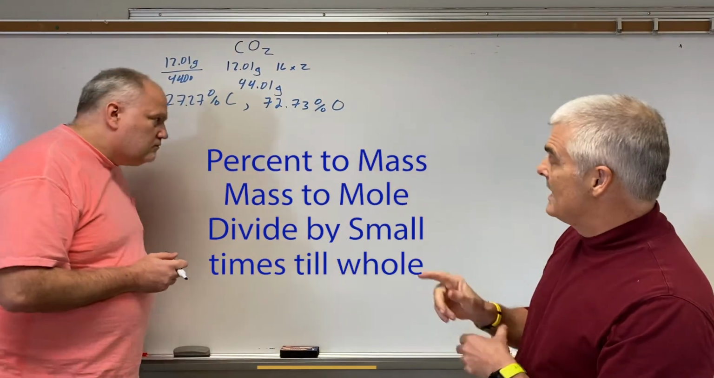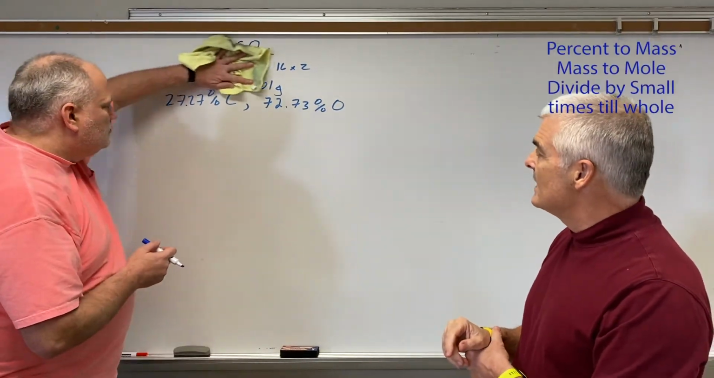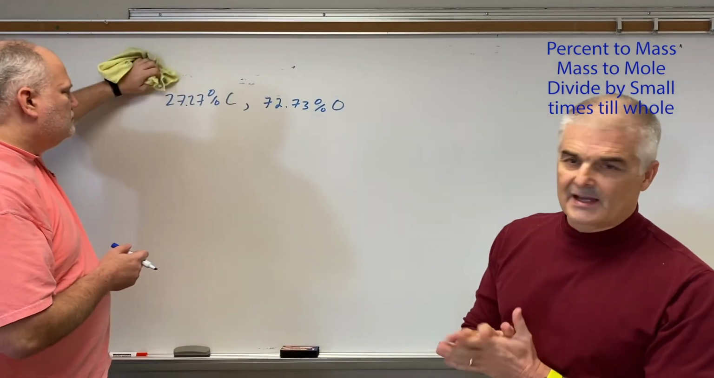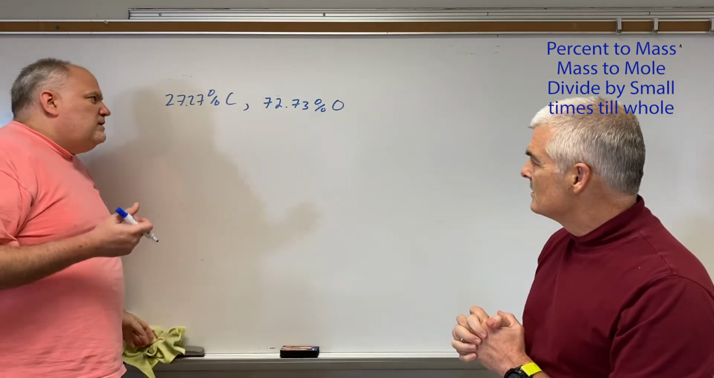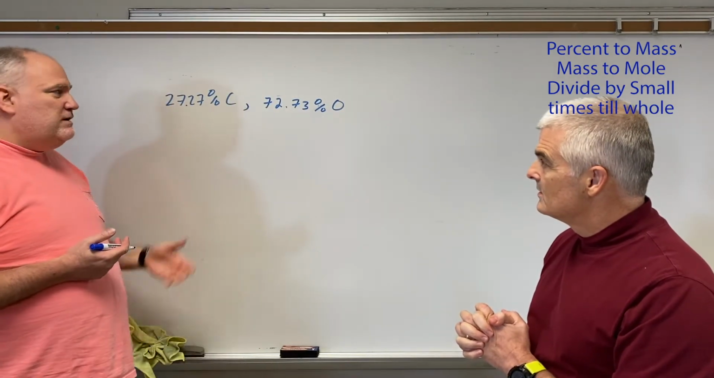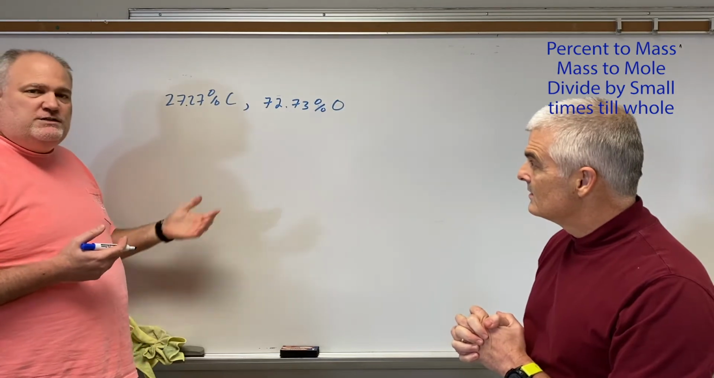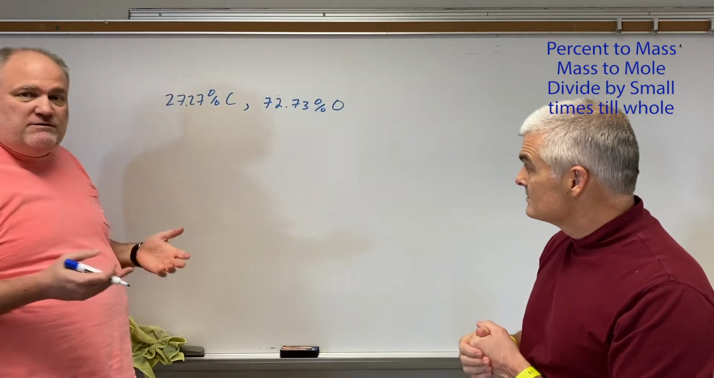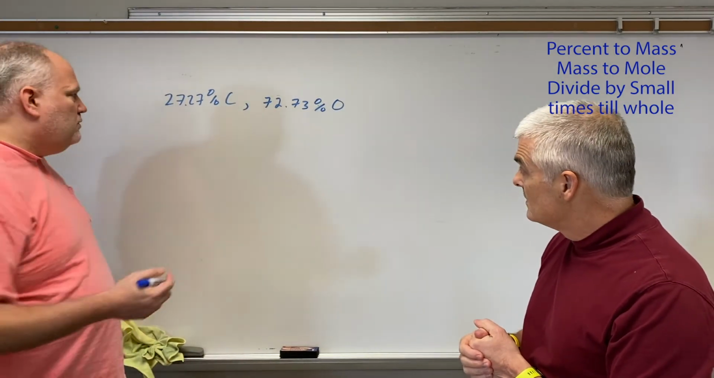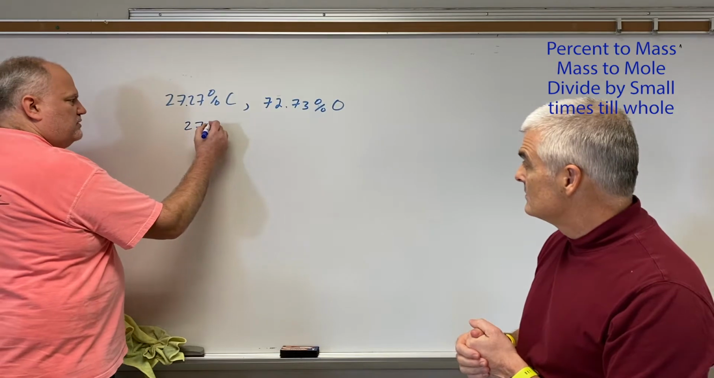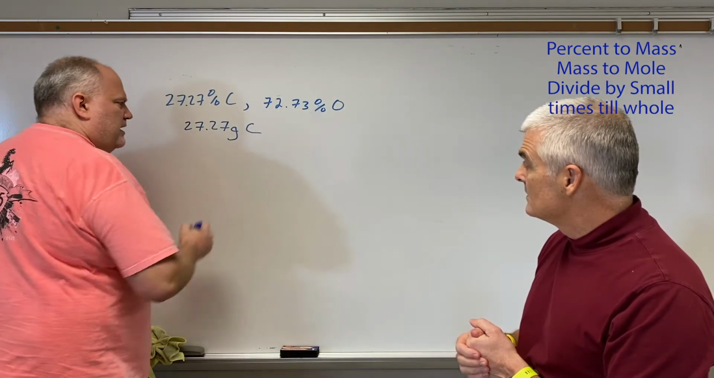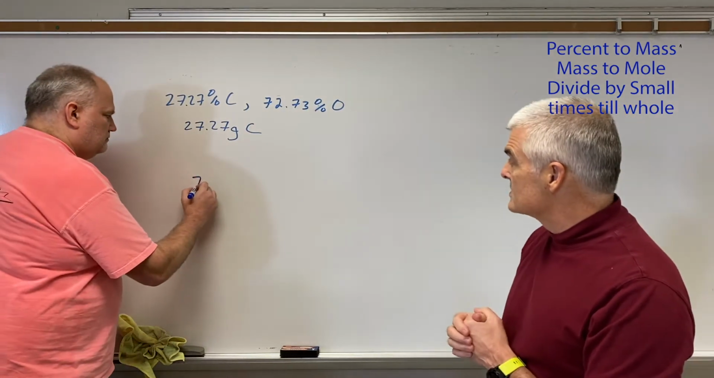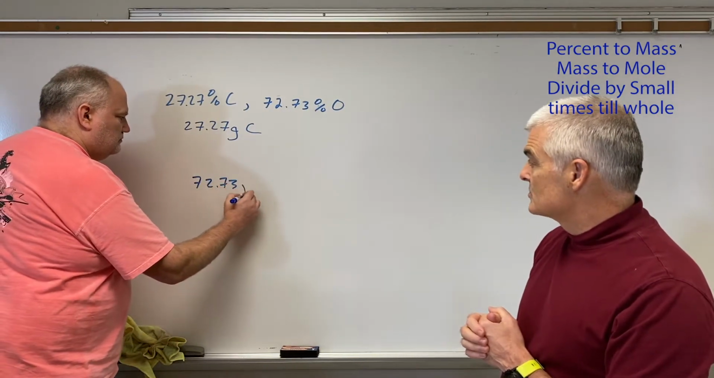So percent to mass. We want to find the mass from the percent. So we got carbon, which is 27.27%. Percent to mass, what does that mean, Mr. Dmitrowicz? Well, it means we want to figure out the number of grams we have. Since we don't have grams here, whenever we have percentages, we pretend we have 100 grams. Easy, right? If we had 100 grams and 27.27% of it was carbon, wouldn't we be okay with saying we have 27.27 grams of carbon? This is just a Jedi trick. And let's write the next one, 72.73 grams of oxygen.